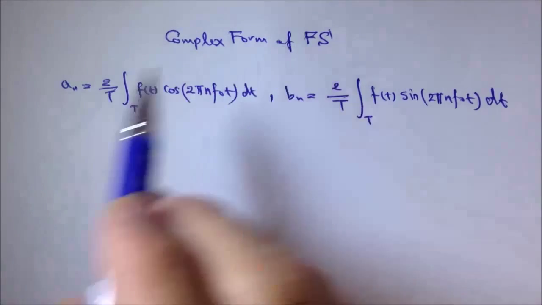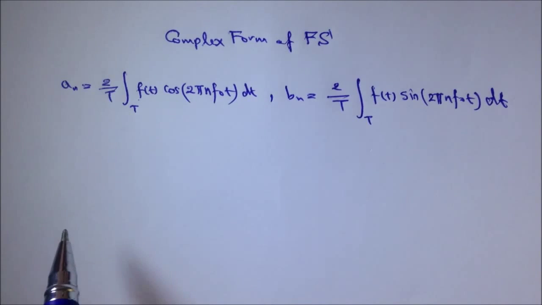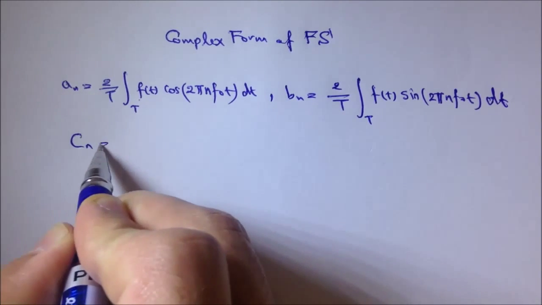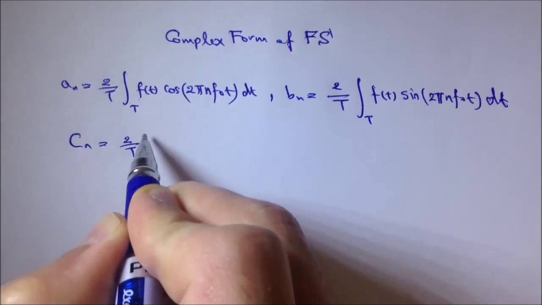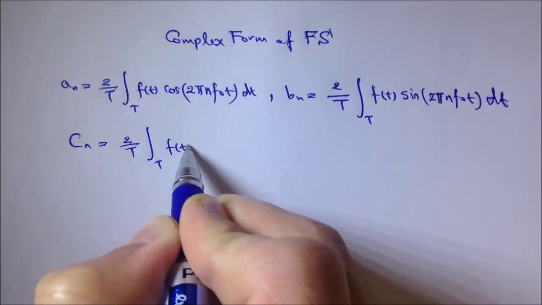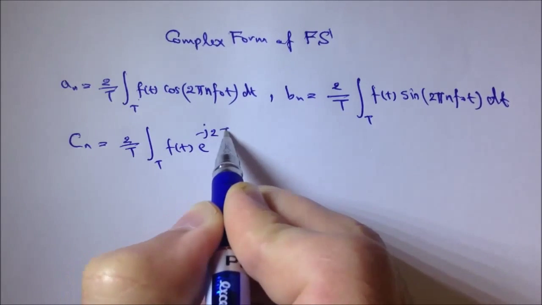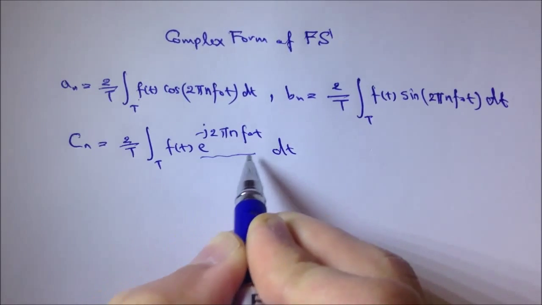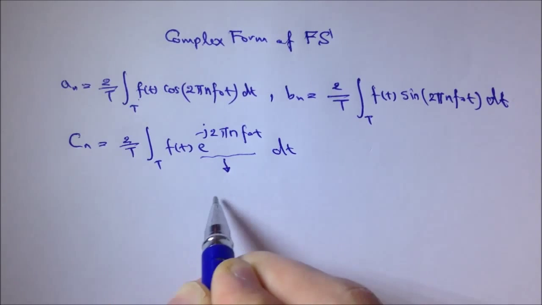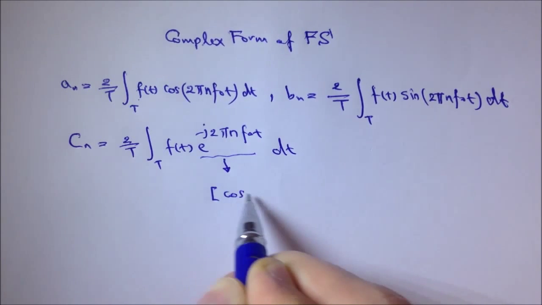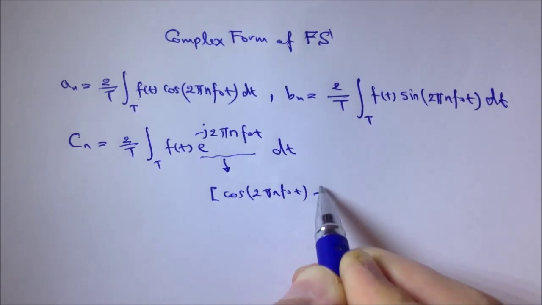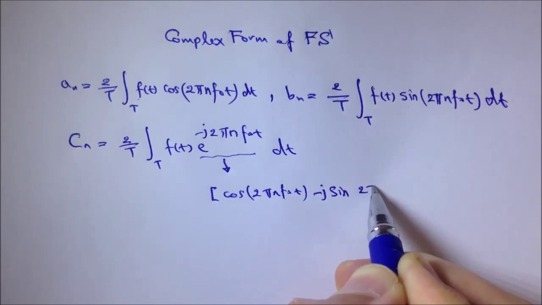Now the complex form of Fourier series treats this issue by taking advantage of the Euler identity. Let's say that c sub n equals 2 over time, integration over time, f of t, e to the minus j 2 pi n f naught t dt. And by Euler identity, this complex exponential equals cosine 2 pi n f naught t minus j sine 2 pi n f naught t.